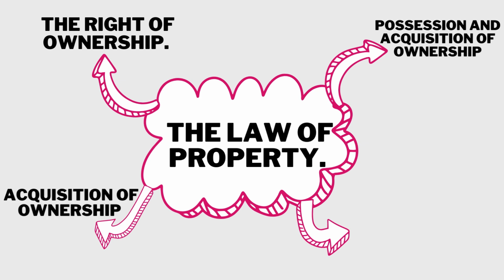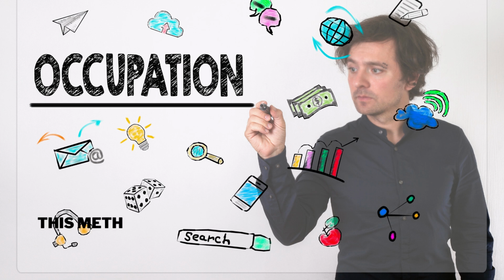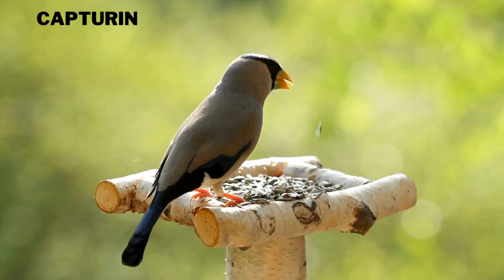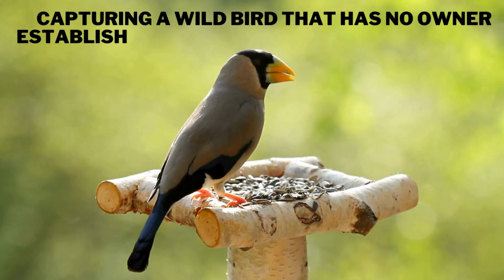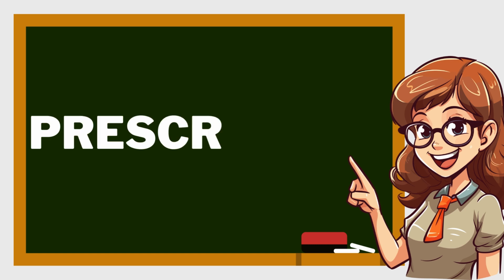Number 3, acquisition of ownership. Acquiring ownership can happen in two ways. You can either acquire ownership by occupation or by prescription. Now what does that mean? Occupation, this method involves seizing property that doesn't belong to anyone. For example, capturing a wild bird that has no owner establishes ownership through occupation.